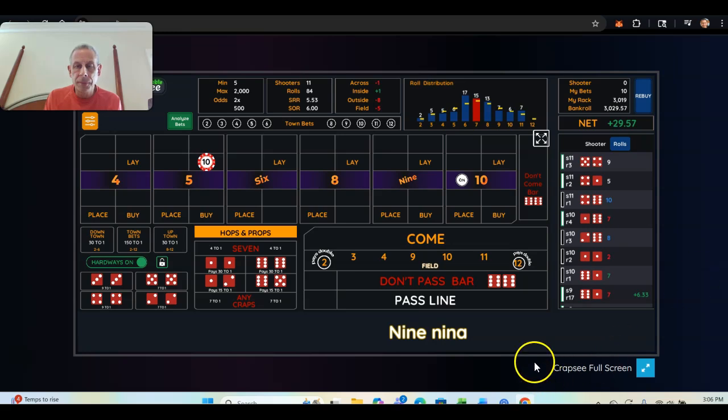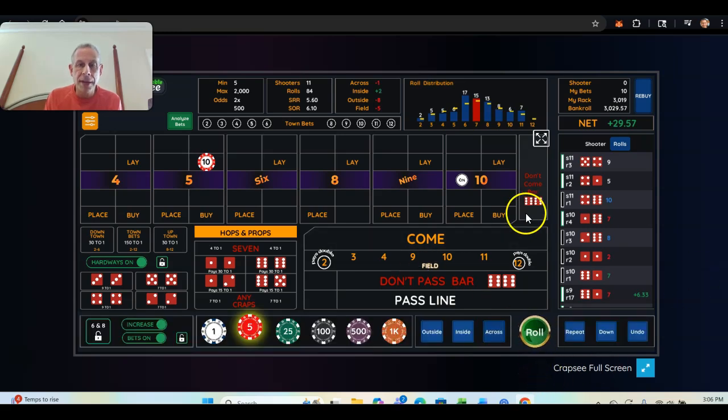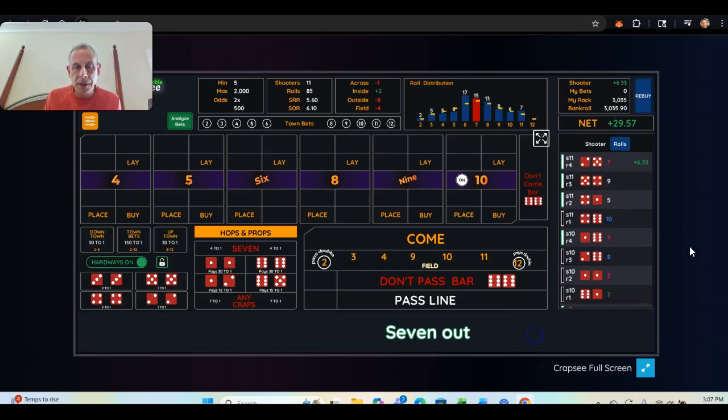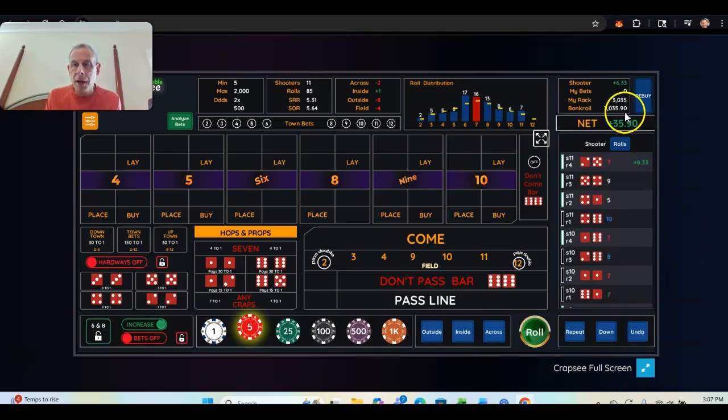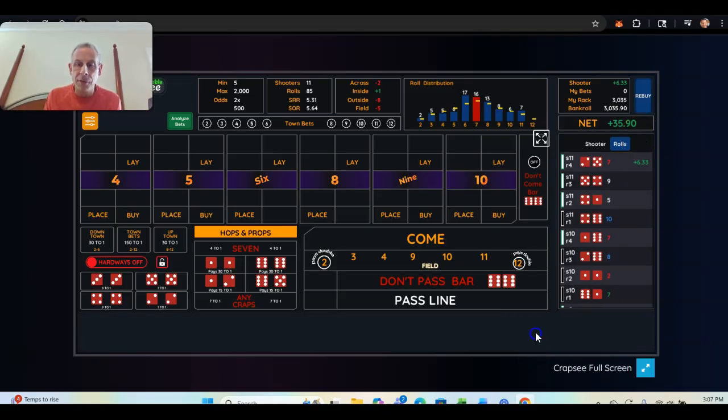Nina, Nina. Remember, if a 10 rolls, we're going to bounce back to the 10. 7 out. And we don't even need to do that. We won. All right, so we're up like $36 right now. And we're waiting for another trigger. Nina, Nina.